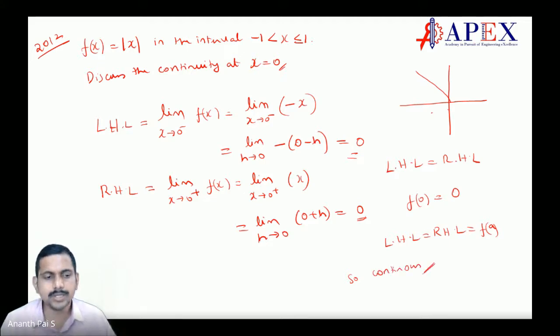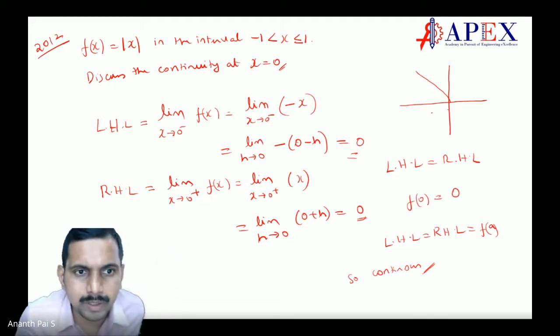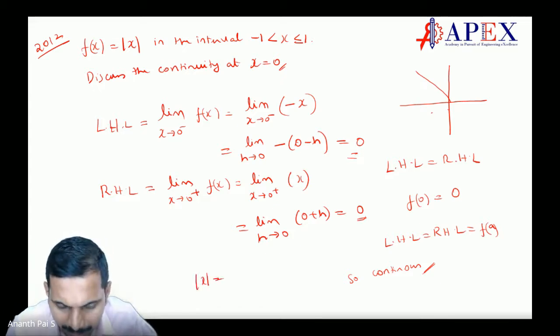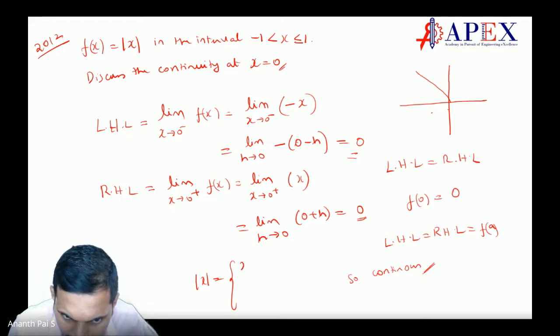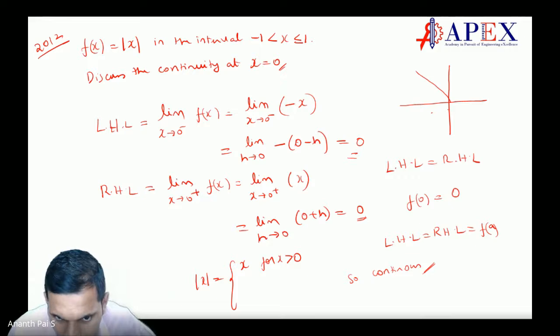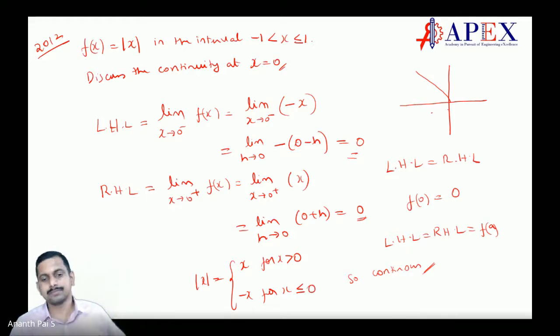Make sense, students? This is the way you have to go, because modulus of x can be defined as x for x greater than 0, minus x for x less than or equal to 0, or 0 for x equal to 0. Make sense?